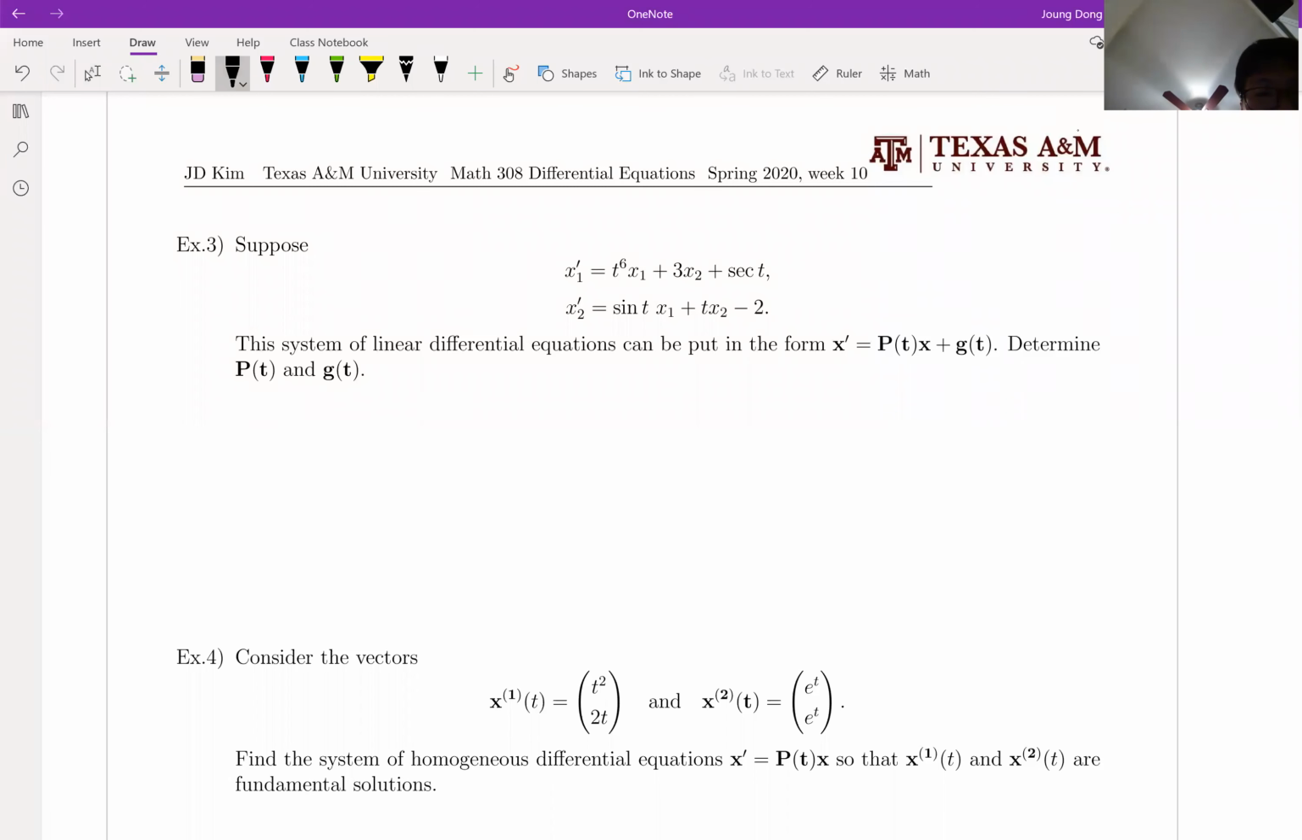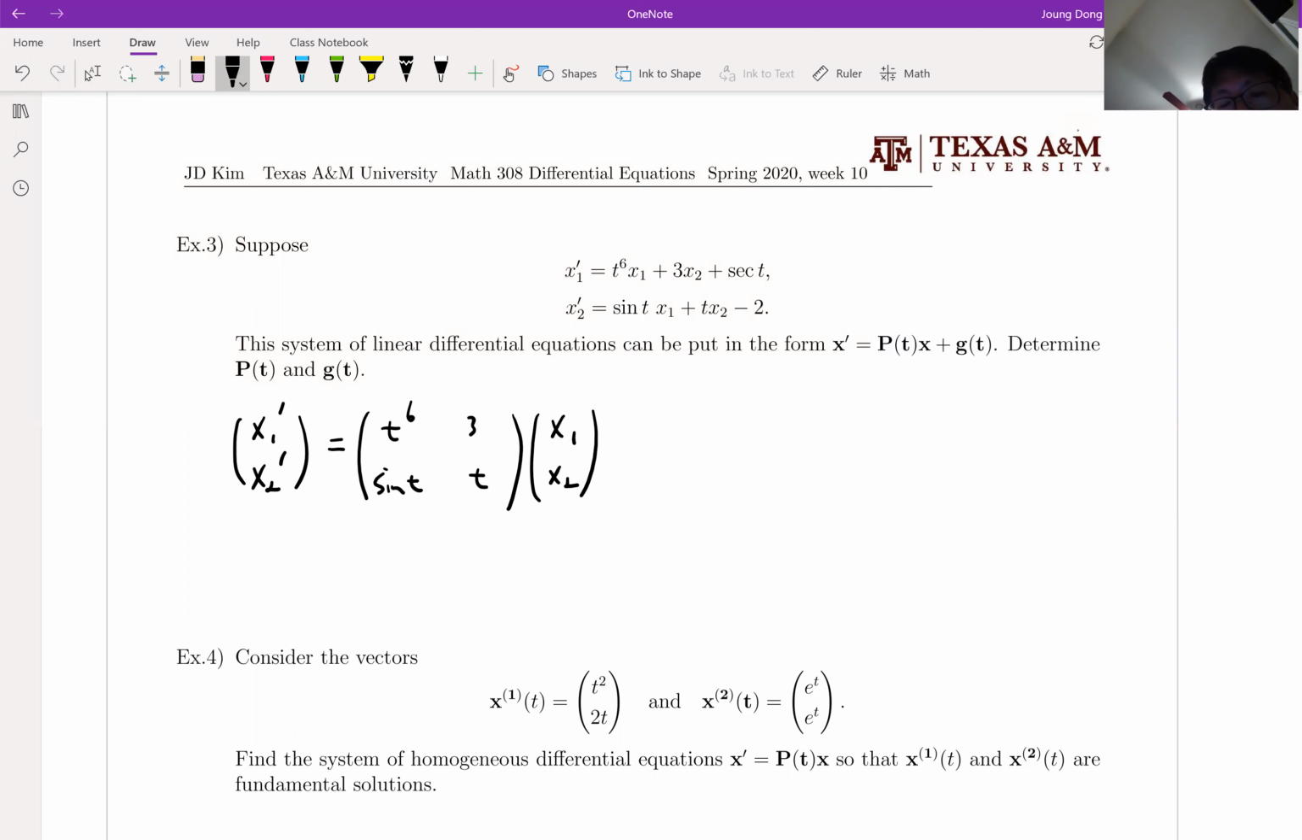Okay, so this system of equations can be written as x1 prime, x2 prime, and then the matrix must be a 2 by 2 matrix times x1 and x2. Just look at the coefficients of x1 and x2. It's t, 6 and 3, and sine t and t. Then without the x1 and x2 terms, it is the g(t) term, which is secant t and minus 2. That's it. That's really easy, right?